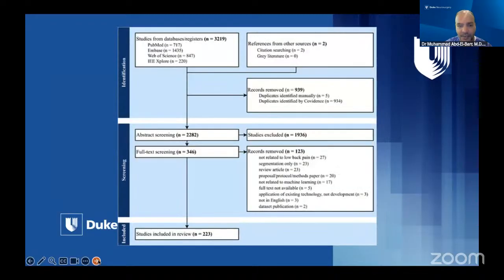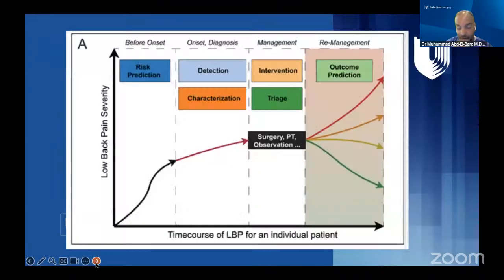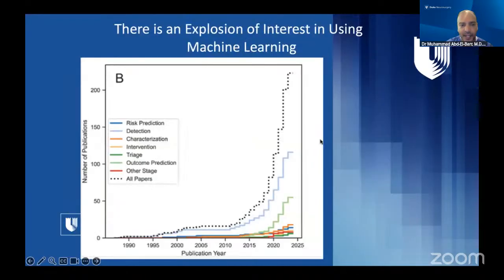What we did is we looked at some studies. We had about 200 studies at the end of our search, and we split up the care of the patient into four main categories: risk prediction, detection, management, and outcome prediction. Not surprisingly, we found an explosion of interest. If you look at the years and how many publications there are about this, it's been a lot. Most of them are working on detection or outcome prediction.